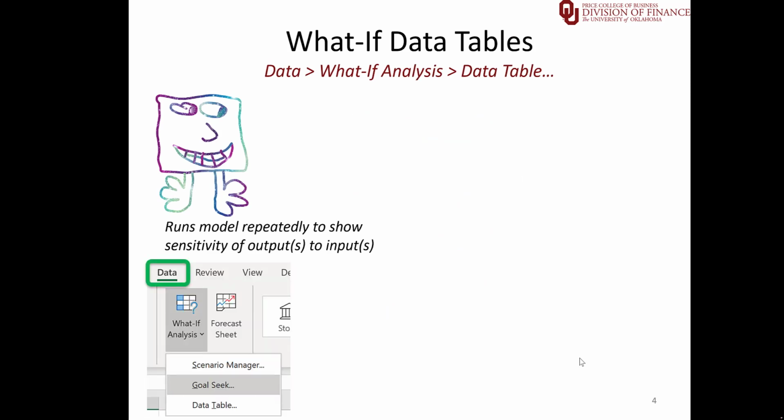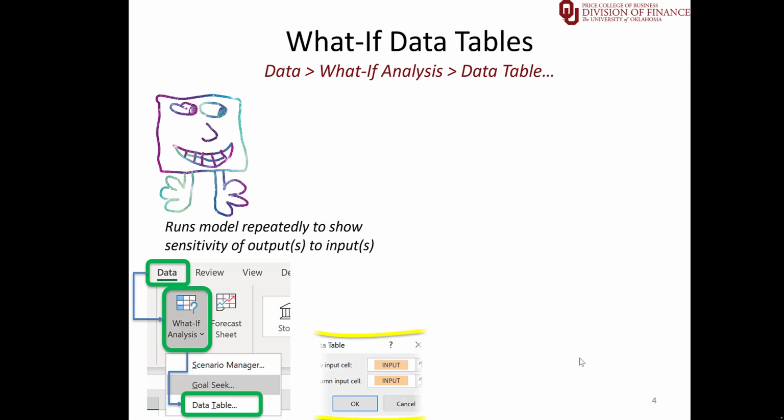The way to create a what-if data table after you've selected your range is go to Data, What-if Analysis, and Data Table. And then this little window will pop up. It will say, so that list of inputs, in my example interest rates, where do those go in the model? And depending on the shape of the data table, it might be a row input or a column input.